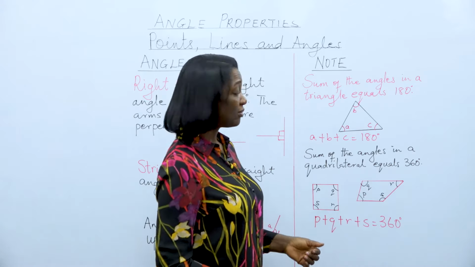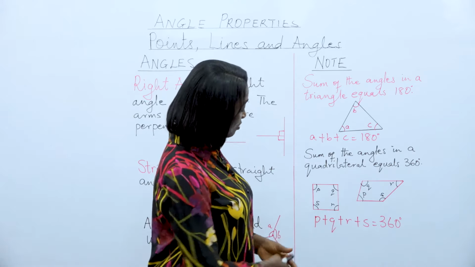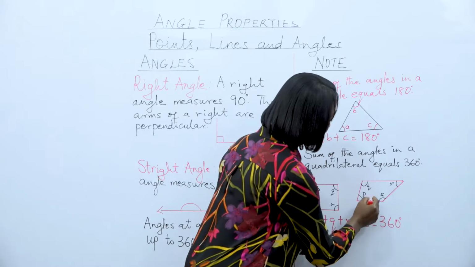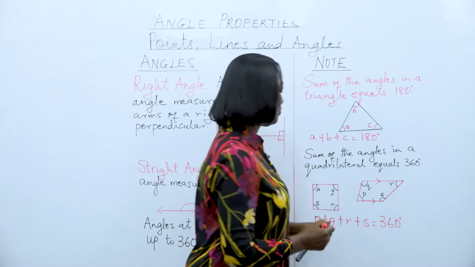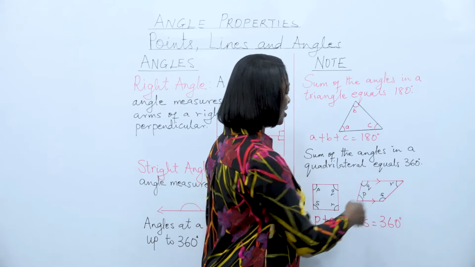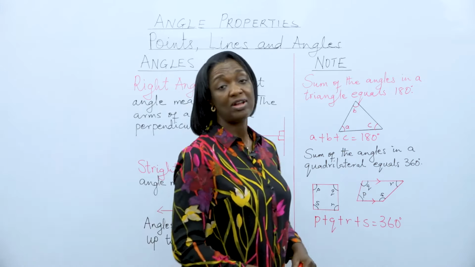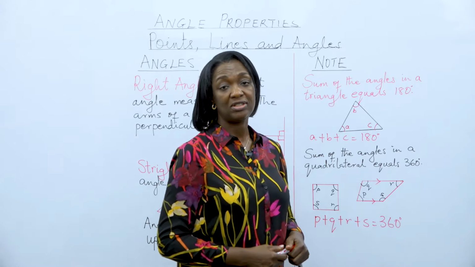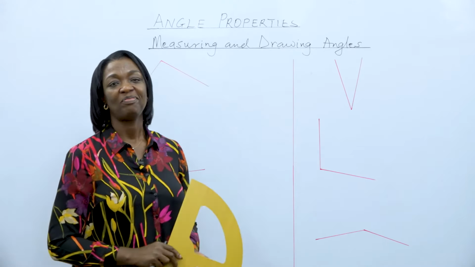Here we have a trapezium. Yes, because these two sides are parallel. So that's the trapezium. So the sum of the angles, P plus Q plus R plus S, would give you 360 degrees.